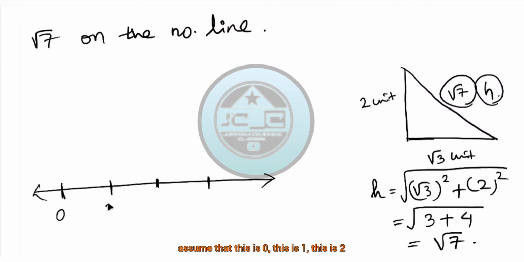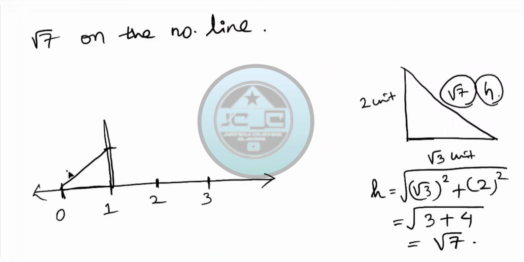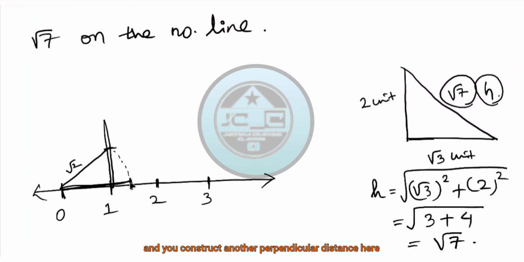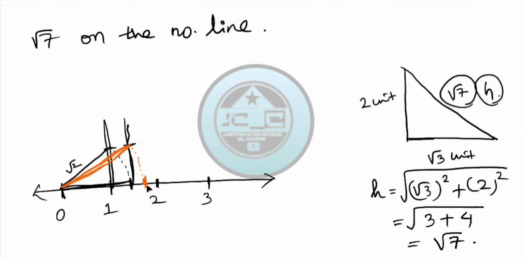Assume that this is 0, this is 1, this is 2, 3. First of all you represent root 2 on the number line. You take it as 1 unit, then this will be root 2 unit. This distance is root 2 unit, and you construct another perpendicular here and mark 1 unit here. Then certainly you join these, this is root 3 unit, and extend up to this. So name it as AB. We got that AB is this root 3 unit.